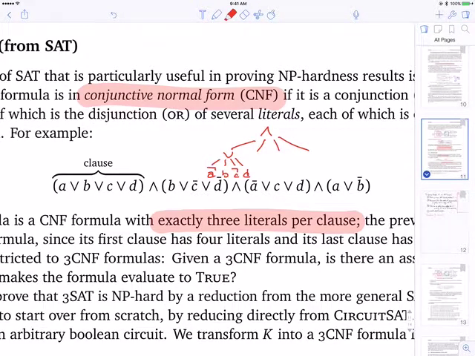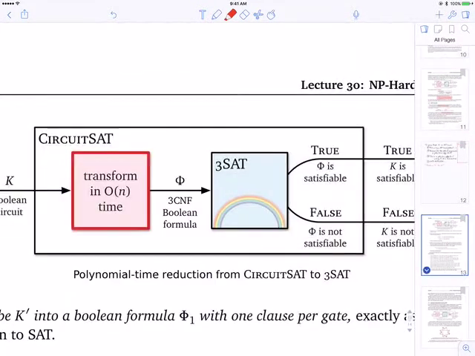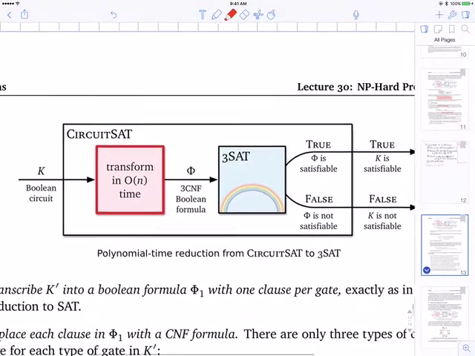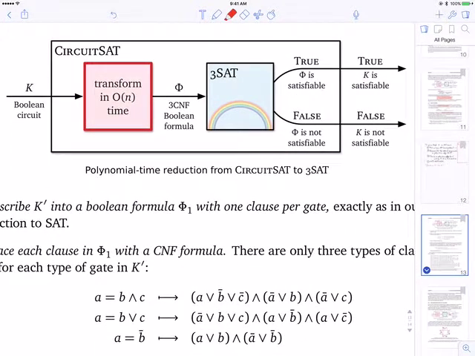So how does that stronger result work? Here I'm going to do the reduction directly from circuit SAT. I'm going to say, I know that circuit SAT is hard. Let me assume for the sake of argument that there's a magical polynomial time algorithm that can solve 3SAT. Given a 3CNF Boolean formula, it will tell me correctly, yes, it's satisfiable, or no, it isn't. The only thing different is this transformation is going to be a bit more complicated.